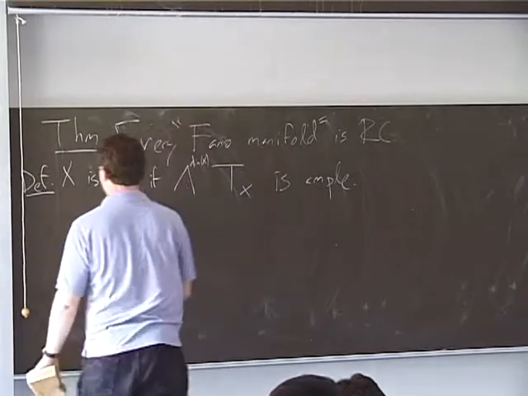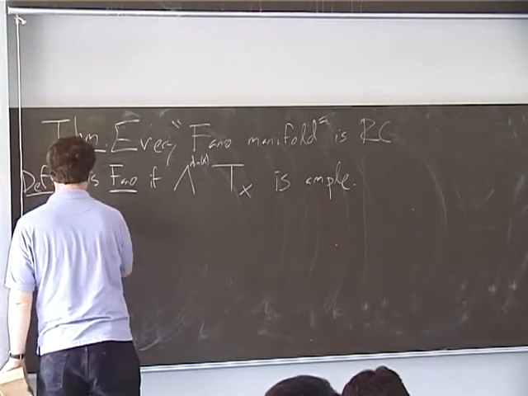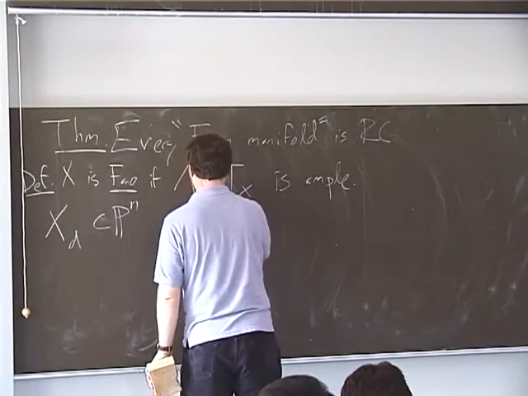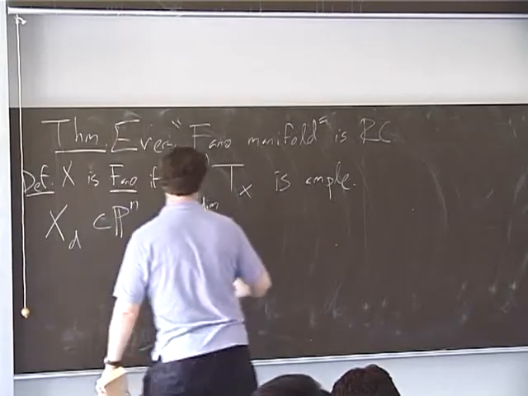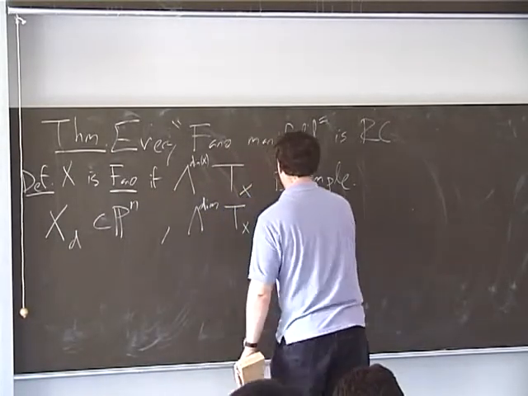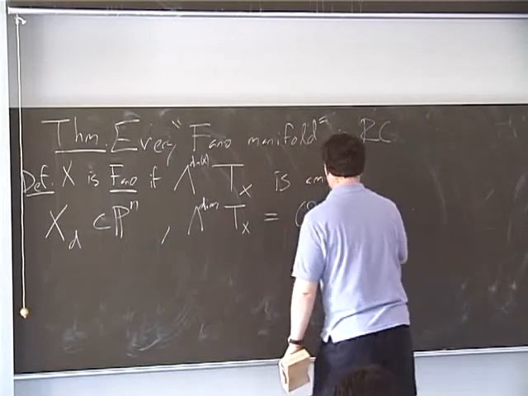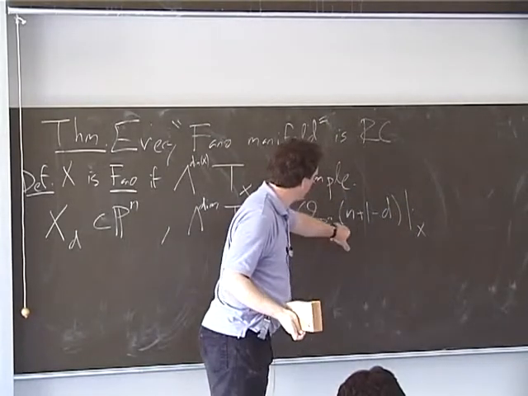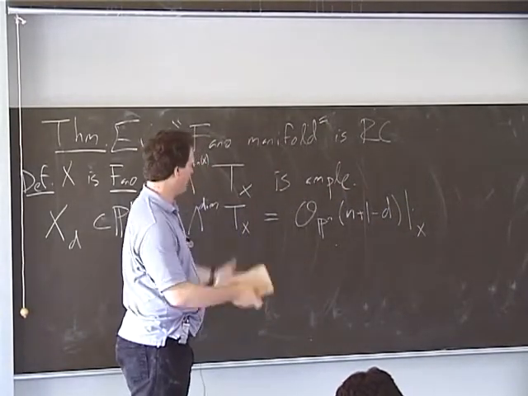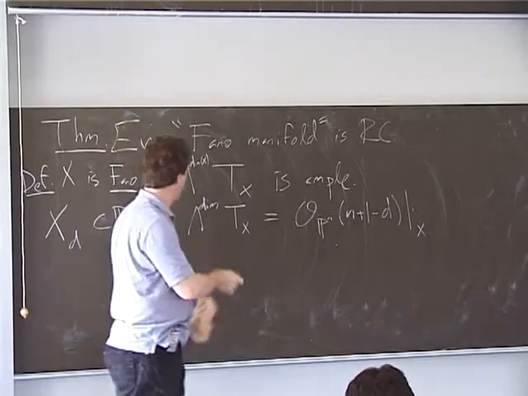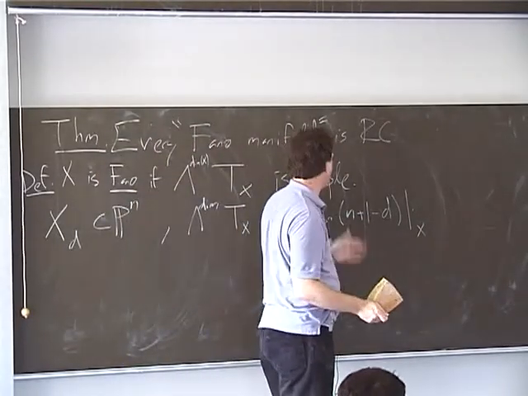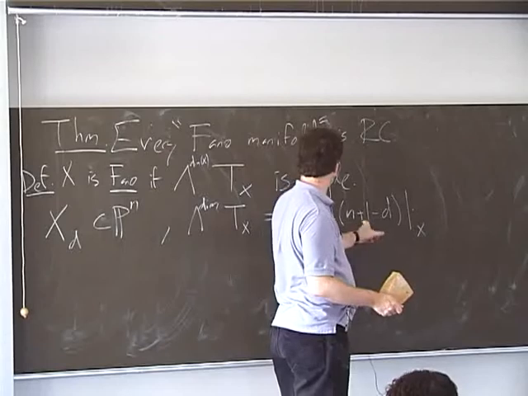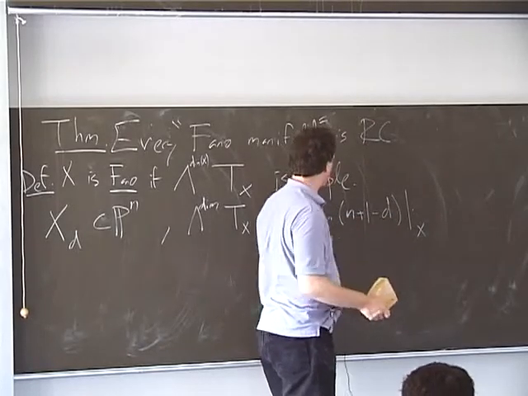And then the connection with these hypersurfaces is that if you take a degree d hypersurface X in Pn, then this bundle here is isomorphic to O(n+1-d) restricted to X. So this invertible sheaf, O(n+1-d), is ample on Pn. Well, there's some Lefschetz hyperplane theorem, so this will be ample on X if and only if it's ample on Pn. And then this thing is ample on Pn if and only if this number is positive. In other words, if and only if d is less than or equal to n.